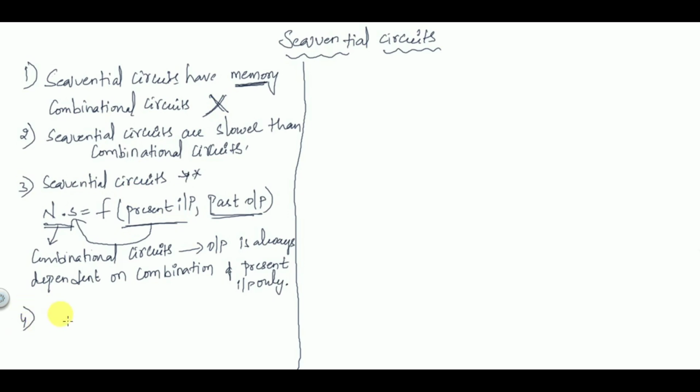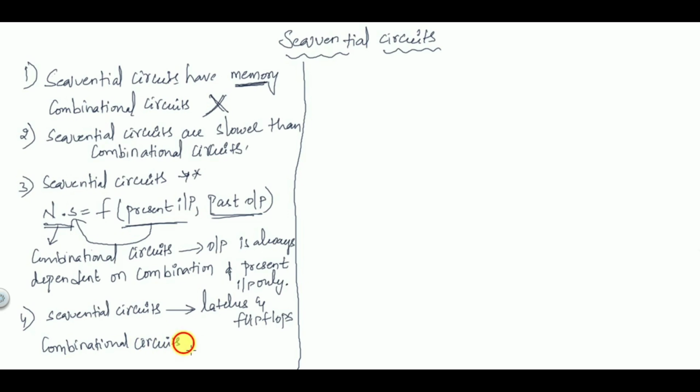Okay, so the fourth difference is, in sequential circuits the basic elements are latches and flip-flops, whereas in combinational circuits the basic elements are logic gates. That means we design sequential circuits using latches and flip-flops, and similarly we design combinational circuits using logic gates. So that is why they are called basic elements. These are the four important points which you have to remember for differences between sequential circuits and combinational circuits.